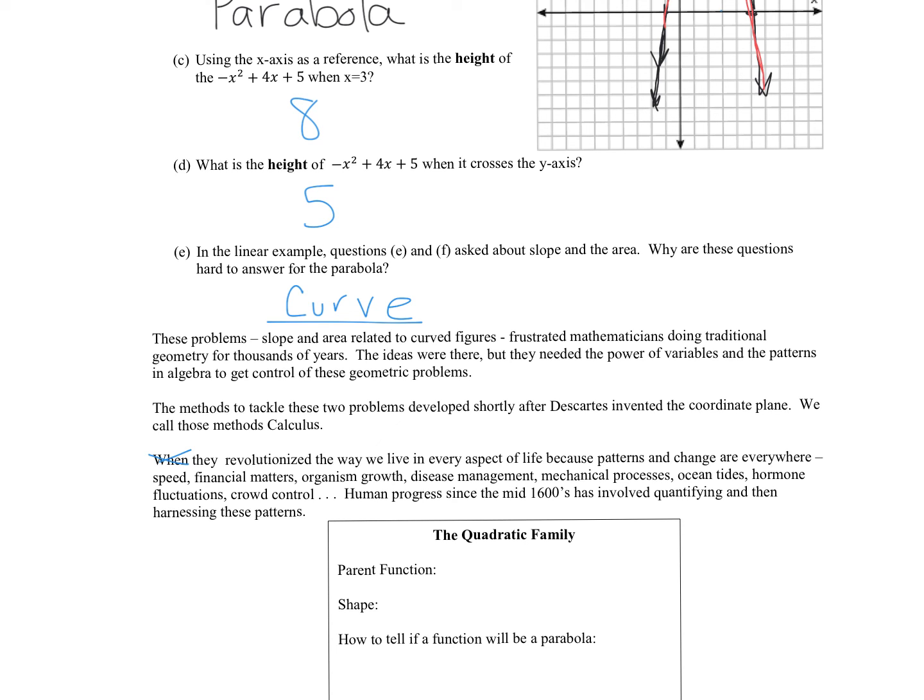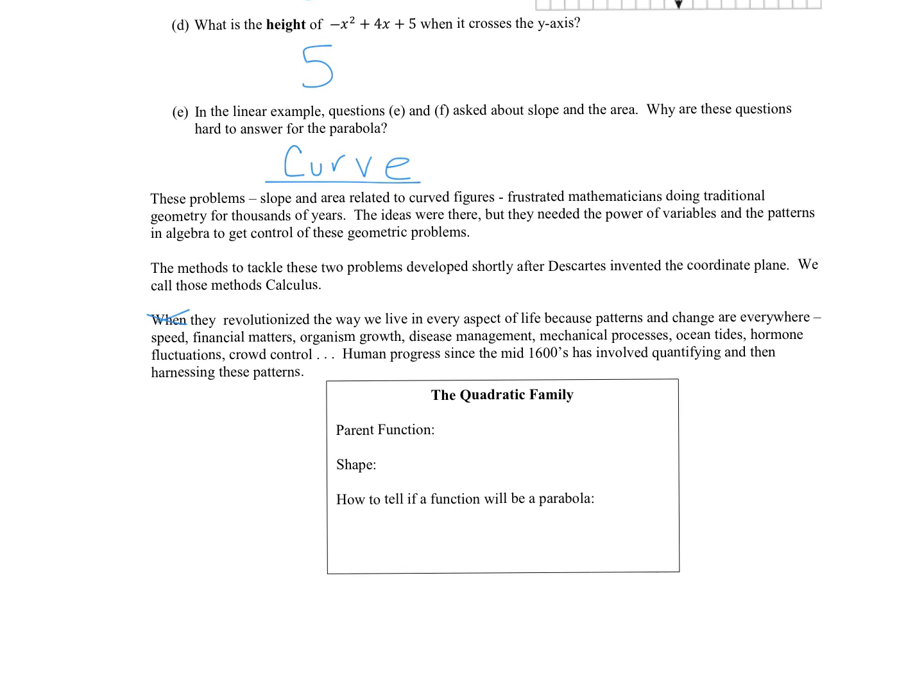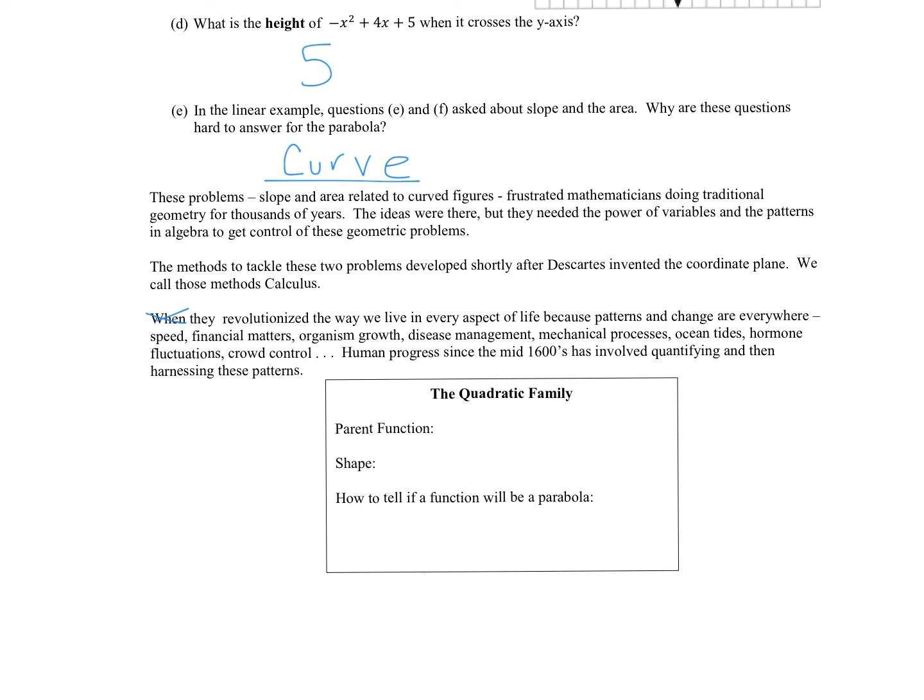So back to these parabolas, we actually have a different name for the function. We call them quadratics. So the shape is a parabola. We'll write that in. But algebraically, we call them quadratics, or the quadratic family. So the very most simple quadratic function, the quadratic parent function, is just y equals x squared.